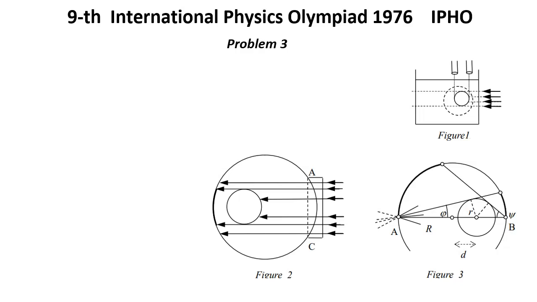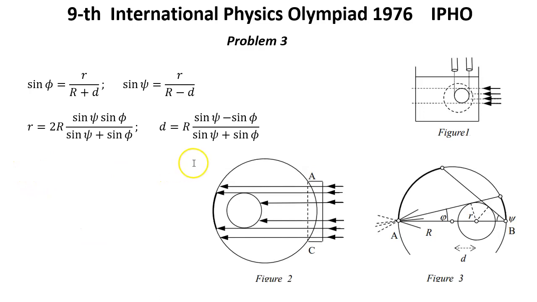The rays strike the surface at the other side and illuminate the cap. Measuring the spherical cap, we get angle phi, and angle psi can be obtained in a similar way at point B. From there we have sin phi equal small r over big R plus d, and sin psi equal small r over big R minus d. And from here we can count what is r and what is d. That would be these solutions.